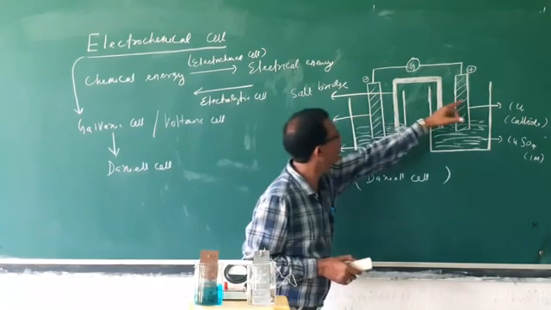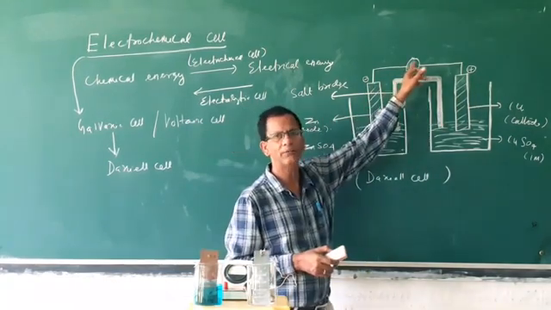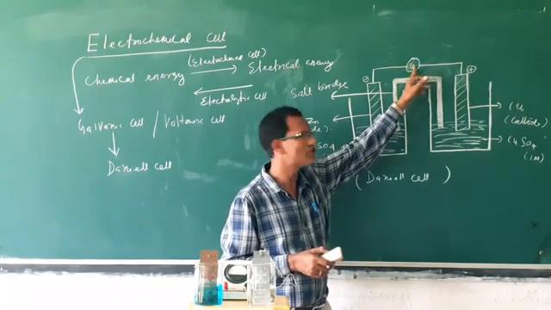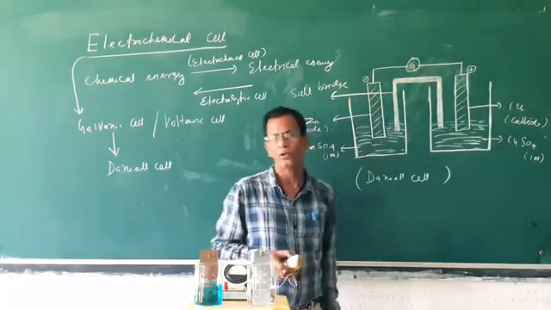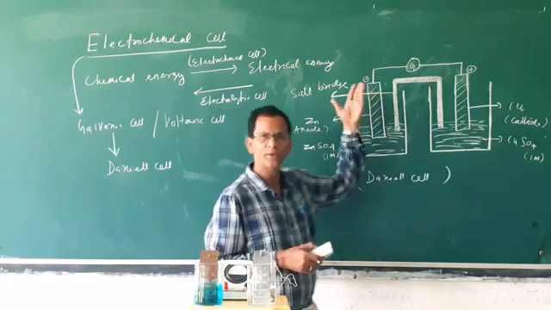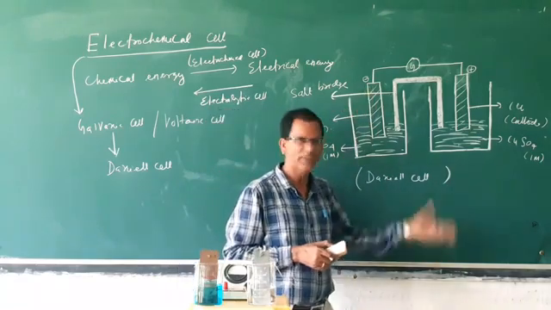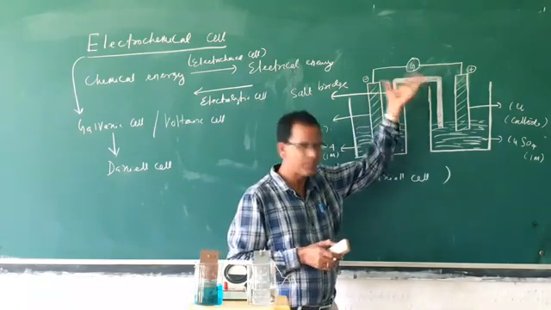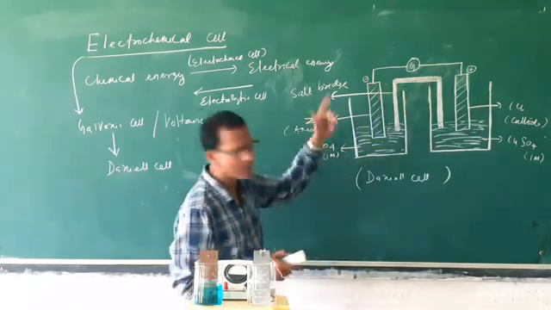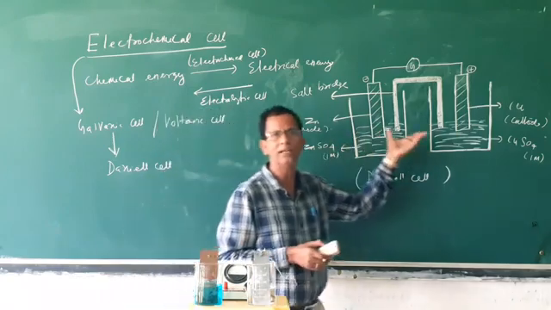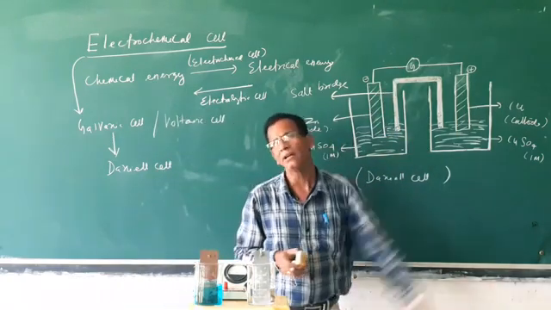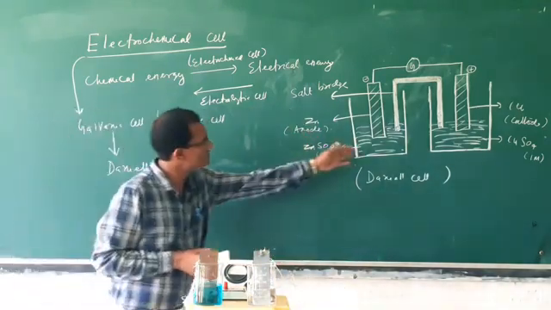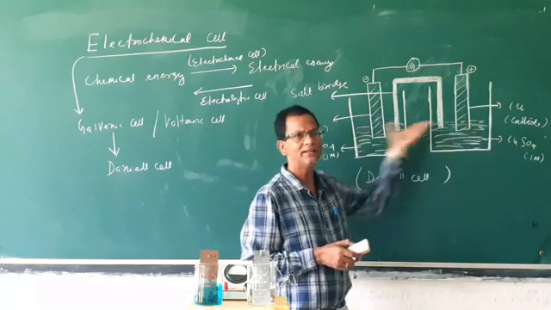The two rods are connected to a galvanometer or voltmeter. A galvanometer is an instrument which detects low current. A voltmeter, millivoltmeter or ammeter can be fitted to measure the current, but as the current is very low, a galvanometer can be used. This type of arrangement is called the Daniell cell.